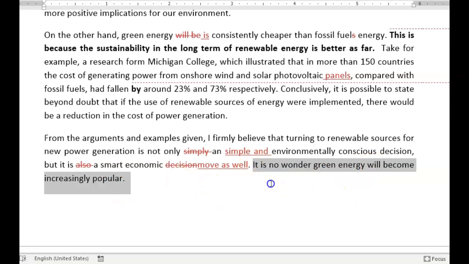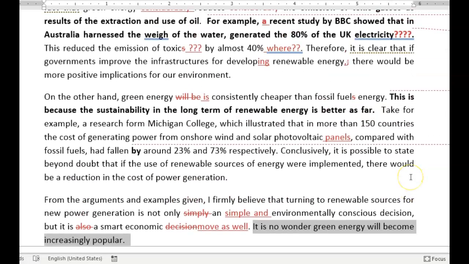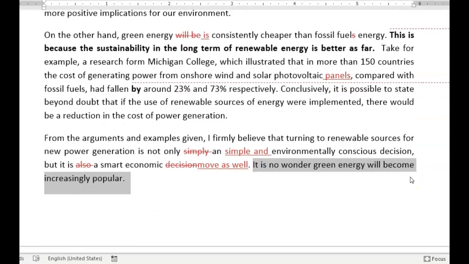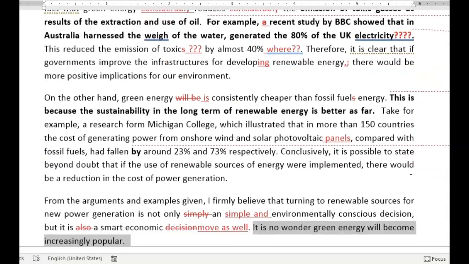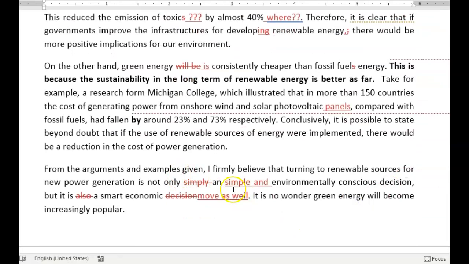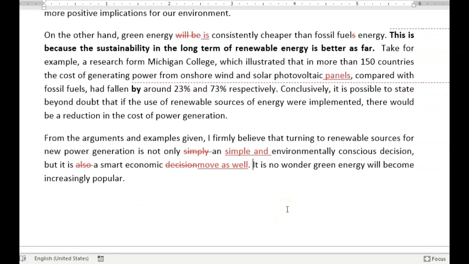Okay, you are very, very factual and categorical here. How can you predict this? Based on what? You can say it in a sentence like this: based on the information presented above, green energy is very likely to become increasingly popular in more and more countries of the world.